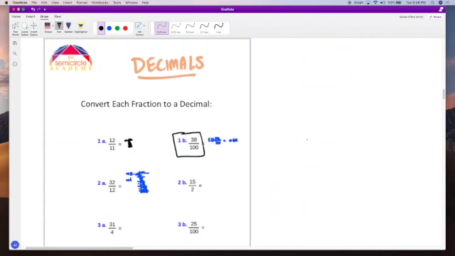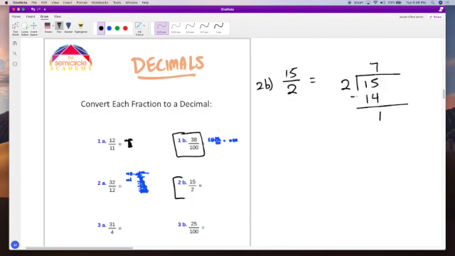So we have 2b. So 2b there is 15 divided by 2. Oh, that is interesting. Long division there. Let's see what we'll get. So we have 15 divided by 2. Well, I know 7 times 2 is 14, and I'll just have 1 remaining.